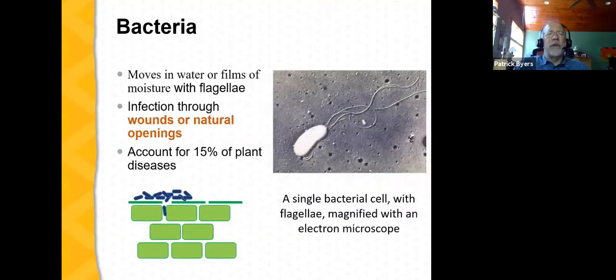So bacteria move in water or films of water with flagella. We can see this picture that was taken through a microscope. We can see the body of the bacteria. You can see the whip-like flagella behind it, and these move around and propel the bacteria through films of water.